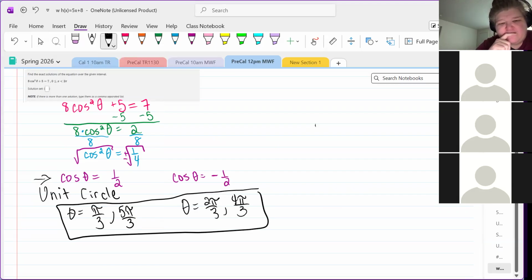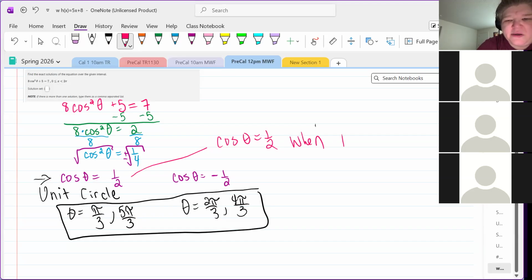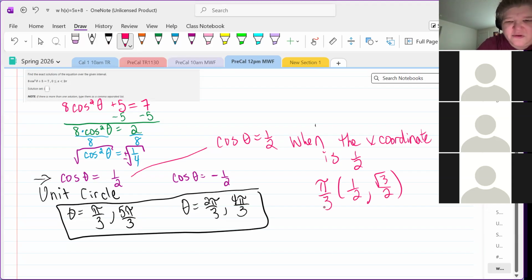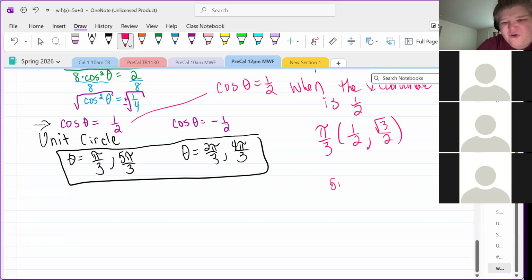For the unit circle, what are we looking at again? Like when cosine equals 1/2? So cosine theta equals 1/2 when the x-coordinate on the unit circle is 1/2. So it'll be like 1/2 and square root of 3 over 2. This is pi over 3. And then 5 pi over 3 is 1/2 and negative square root of 3 over 2. Oh, okay. Thank you.